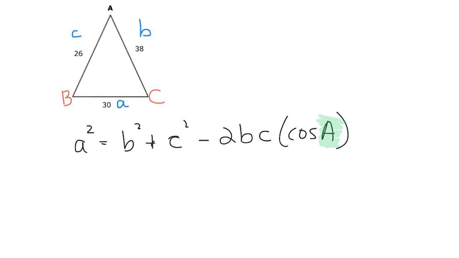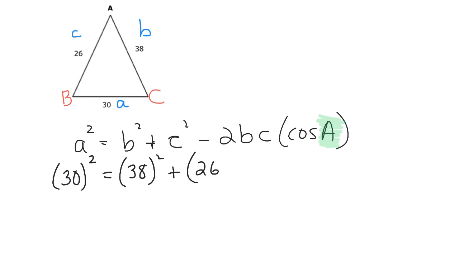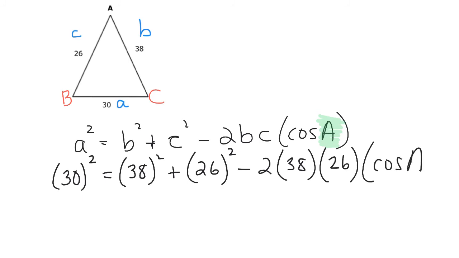So A would then be 30, needs to be squared, equals side B, which is 38 squared, plus side C, which is 26 squared, minus 2, multiplied by side B, which is 38, multiplied by side C, which is 26. And then we have the cosine of angle A. We don't know what angle A is. That's what we are going to solve for. We're now going to go ahead and simplify as much as possible.